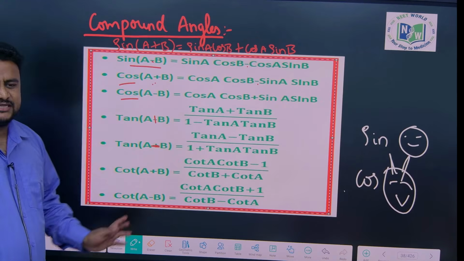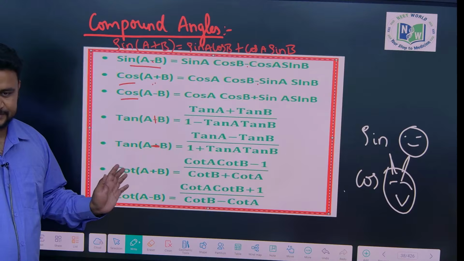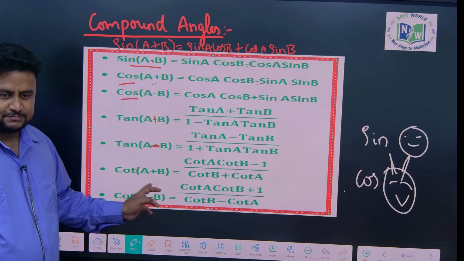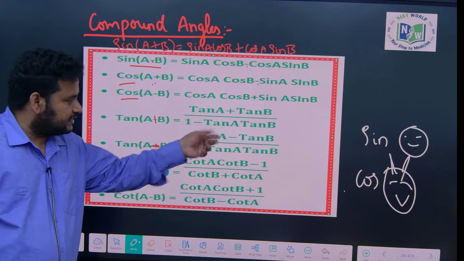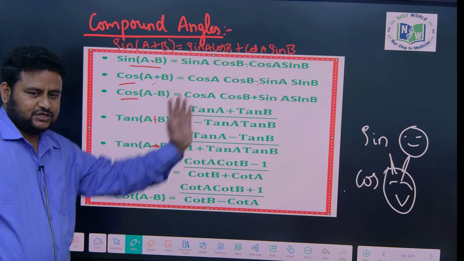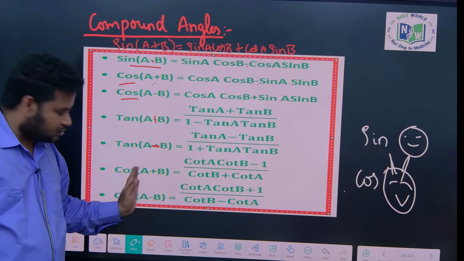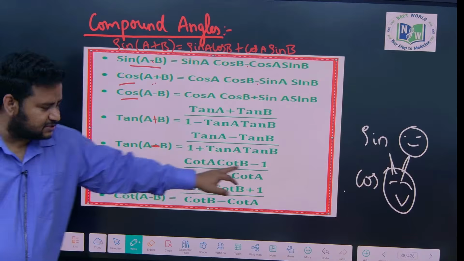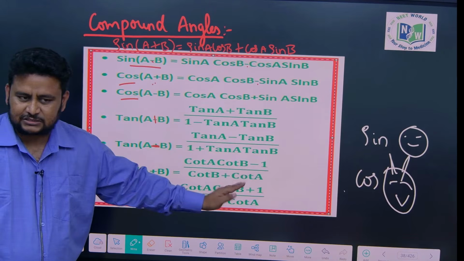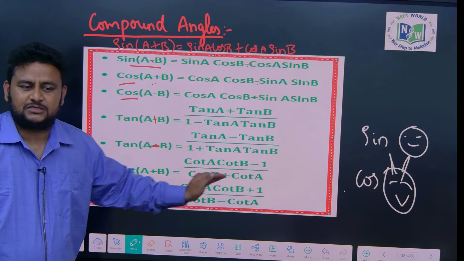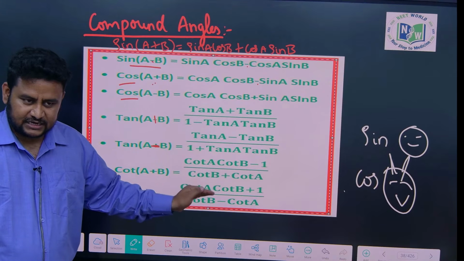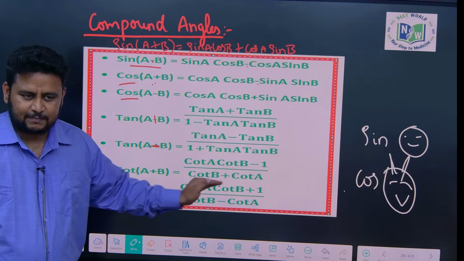So cot usually they won't ask, but still you have to remember. How to remember cot? First, cot of A plus B. What you are writing here, here you have to write ulta along with the flipping of the places. So cot of A plus B is what? Cot A cot B minus 1. Here plus means it is minus 1. Cot A cot B minus 1 divided by, don't write it as cot A plus cot B, write it as cot B plus cot A. There is a reason I am telling. Denominator will become cot B plus cot A.